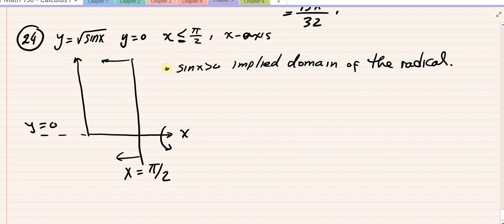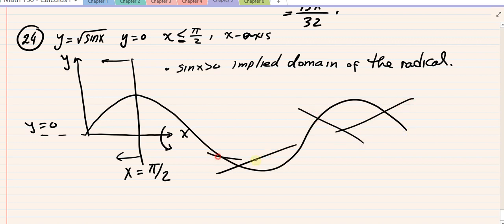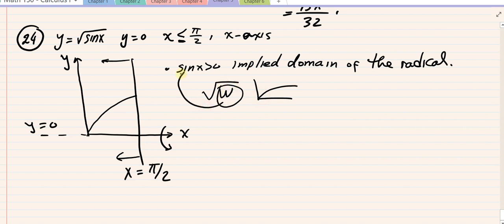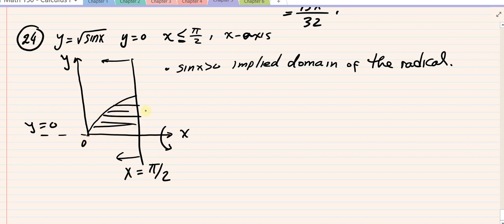All right, now because we are in the first quadrant, the sine function is going to go like this, right? Well, this part of it we don't need because it's above pi over 2. Therefore, the only part of sine that we need is this part. And although you take the square root of it, so it's really square root of, I don't know, w. The general square root function looks like this. It's just the radicand happens to be sine, but it's positive. So the graph is going to behave like the general square root function. All right, and that's all we need. This is the region that's bounded.